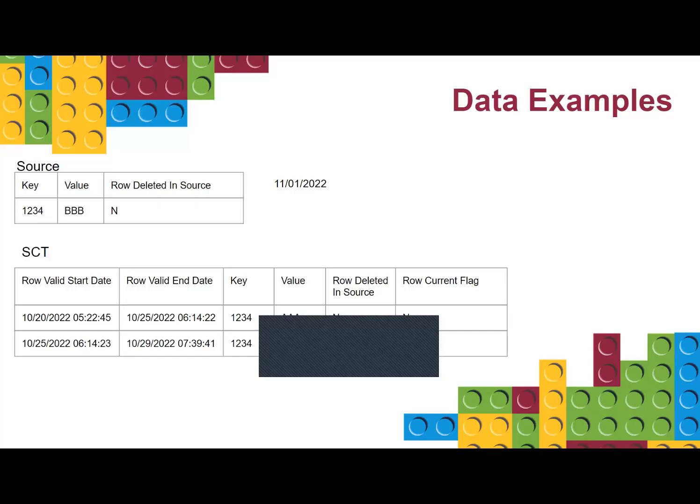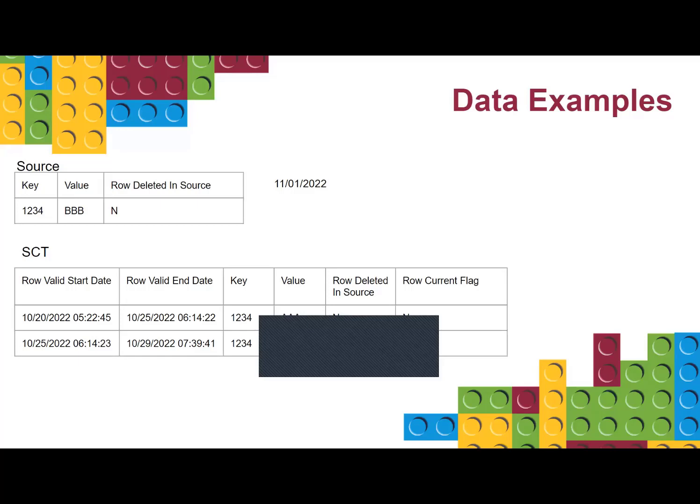So what happens here is it runs through your change detection logic. It says, hey, row deleted in source is no, but I have it as yes. Nothing else has changed, right? So that's the only way you can pick it up. That's why it's essential for you to have that row deleted in source equals no in the source input. So it detects that change. It updates that existing row to the row current flag equals no.